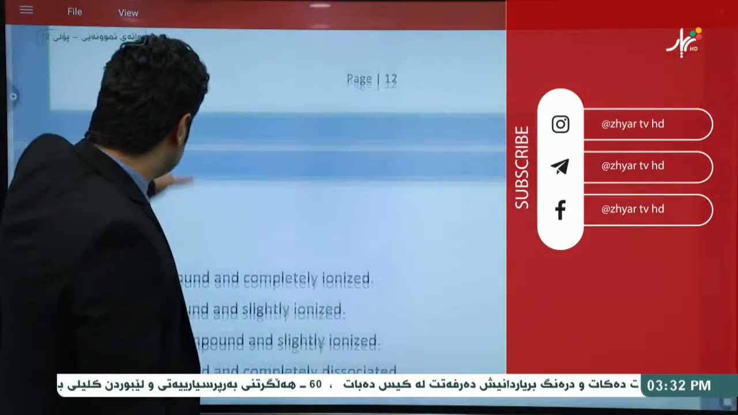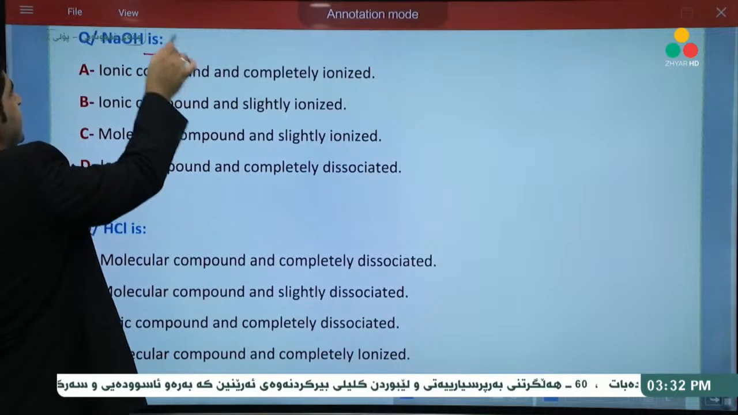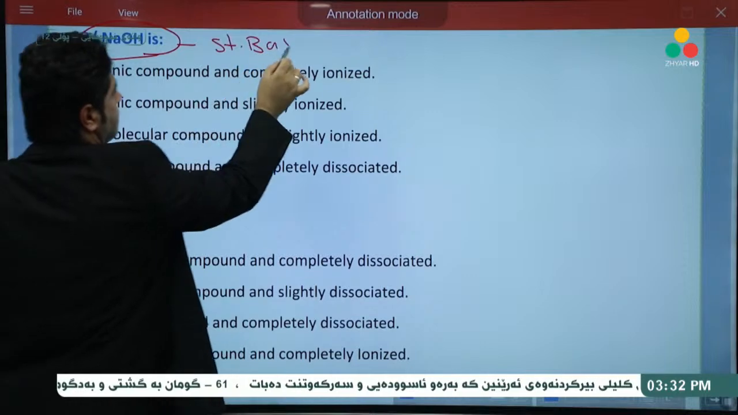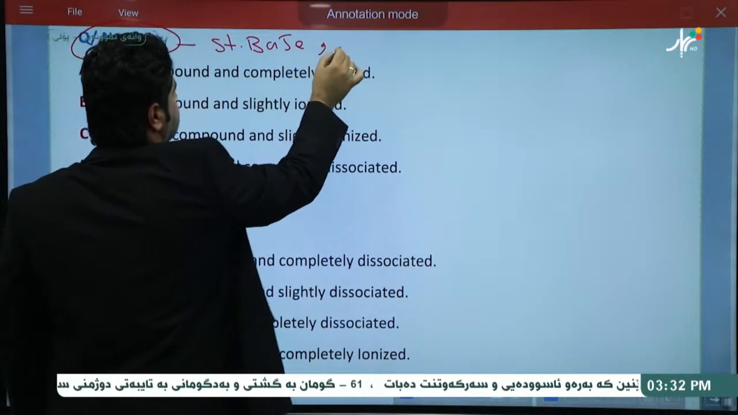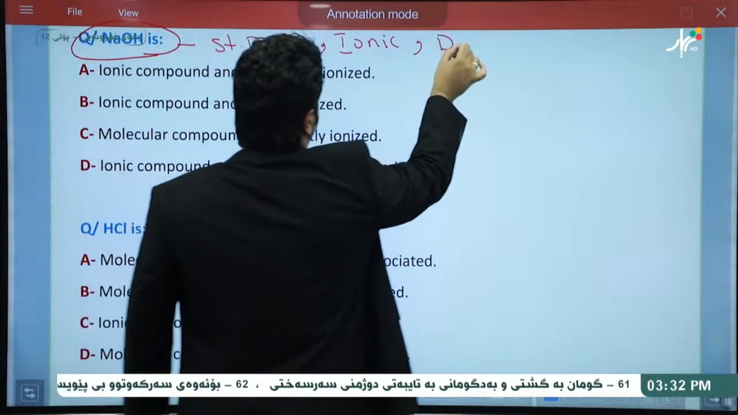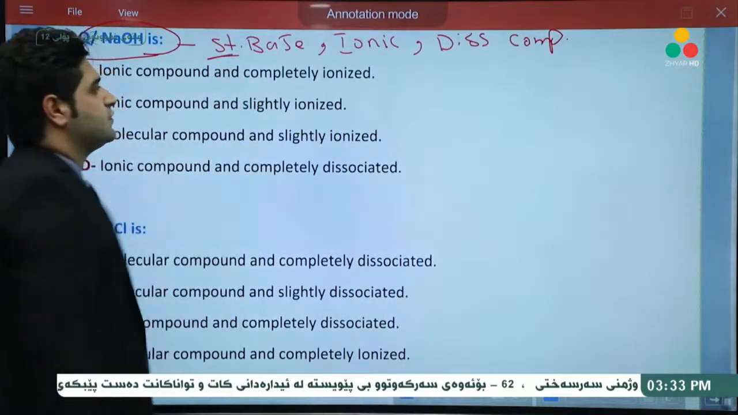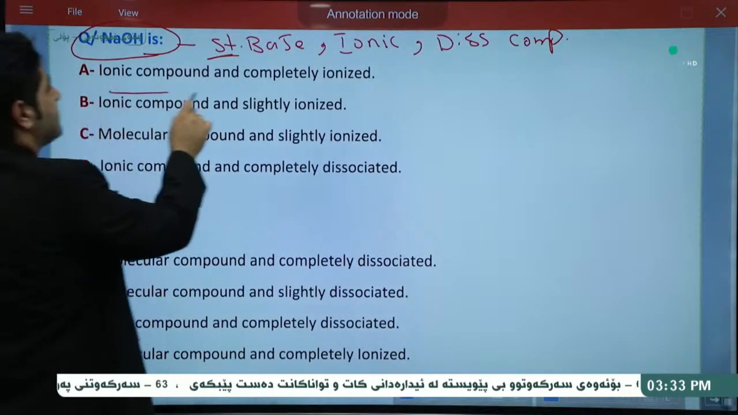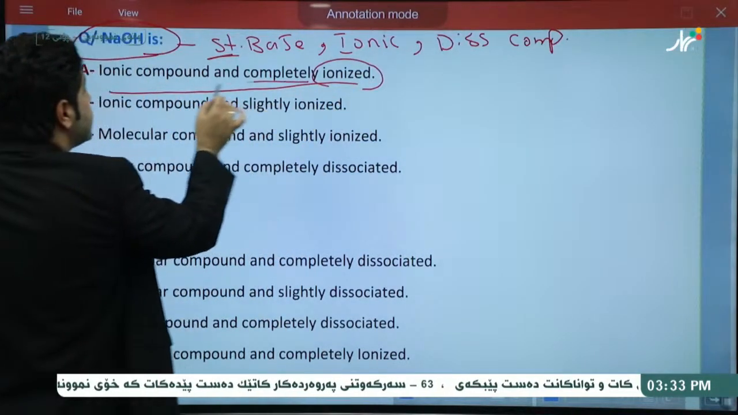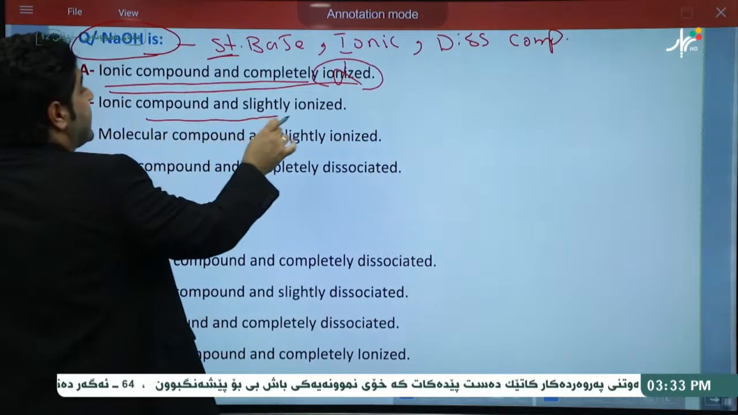Let's answer some important questions. NaOH is a strong base, first of all. It is an ionic compound. It will dissociate completely. Why? Because it is strong. Well, it's an ionic compound and completely ionized? No, not ionization. Until here it's correct, but here it's not correct. It's an ionic compound and slightly ionized?